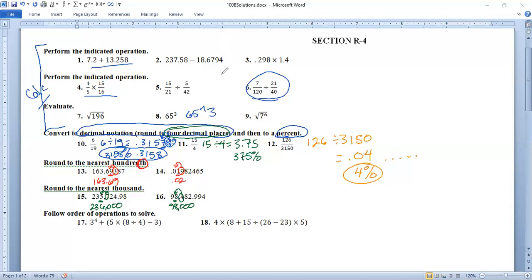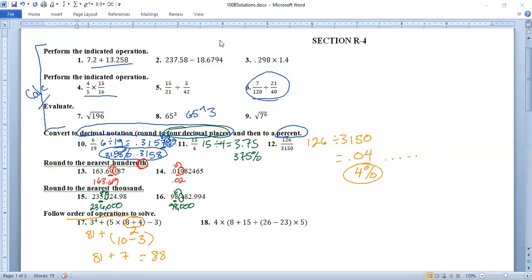All right, number 17, follow the order of operations to solve. So exponents here, and then the parentheses stuff will happen over here. So this is 3 to the 4th, which is 81. That's 3 times 3 times 3 times 3, plus, and then this is 5 times 8 divided by 4 in the parentheses right here. So that's a 2. 5 times 2 is 10 minus 3, and that's in parentheses, so it's 81 plus 10 minus 3, which is 7. 81 plus 7 is an 88.